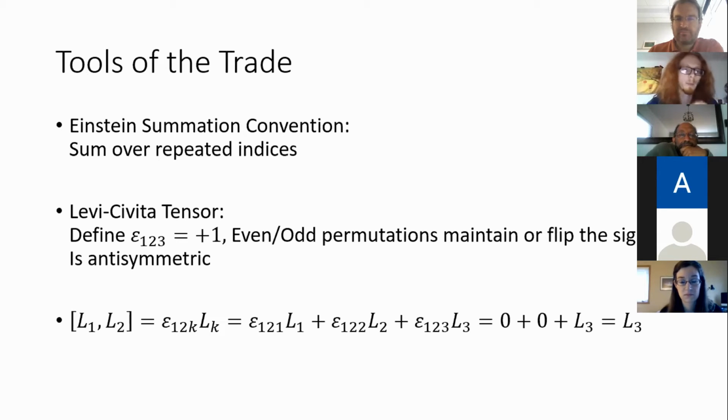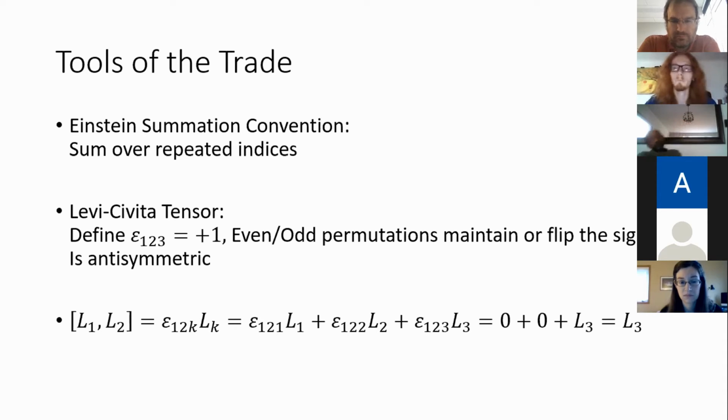For example, an odd permutation would be if I swapped 1 and 2. So epsilon 1, 2, 3 is +1, epsilon 2, 1, 3 is -1. Also, this tensor is antisymmetric, so if any of the indices are equal, that's 0. So epsilon 1, 1, 3 would be 0.